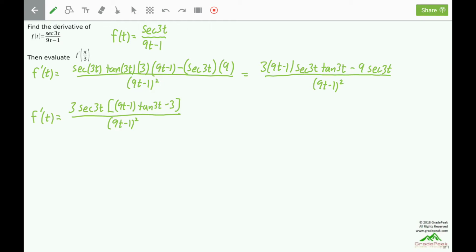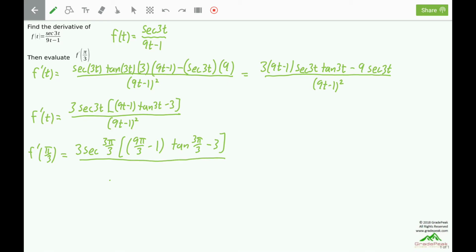The next thing to do is evaluate f prime of pi over 3. F prime of pi over 3 means to plug a pi over 3 in for each of the t's. This will give us 3 secant of 3 pi over 3 times the quantity of 9 pi over 3 minus 1 times the tangent of 3 pi over 3 minus 3. All of this divided by 9 pi over 3 minus 1, and then quantity squared.